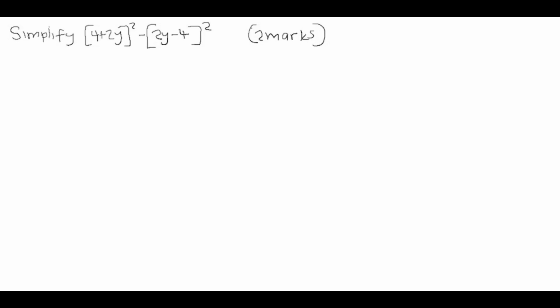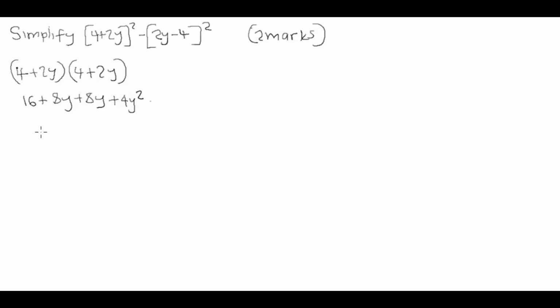We have this equation. We are told to simplify (4 plus 2y) squared minus (2y minus 4) squared. So you start with 4 plus 2y. Because it's squared, we are going to write it twice. So when you open the bracket, it will be 16. 4 times 4 is 16. 4 times 2y is 8y plus 8y. 2y times 4 is 8y. Then 2y times 2y is 4y squared.